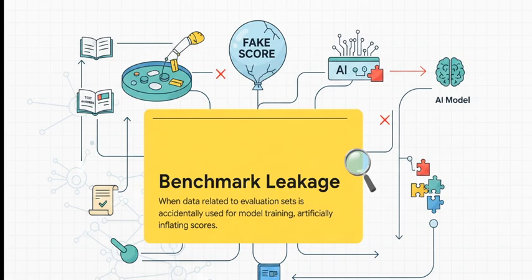It's called benchmark leakage. And honestly, the best way to think about it is like giving a student the answer key before a final exam. Of course they're going to ace the test. But did they actually learn the material? No way! They just memorized the answers. And the result is a completely bogus, inflated score that means absolutely nothing in the real world.